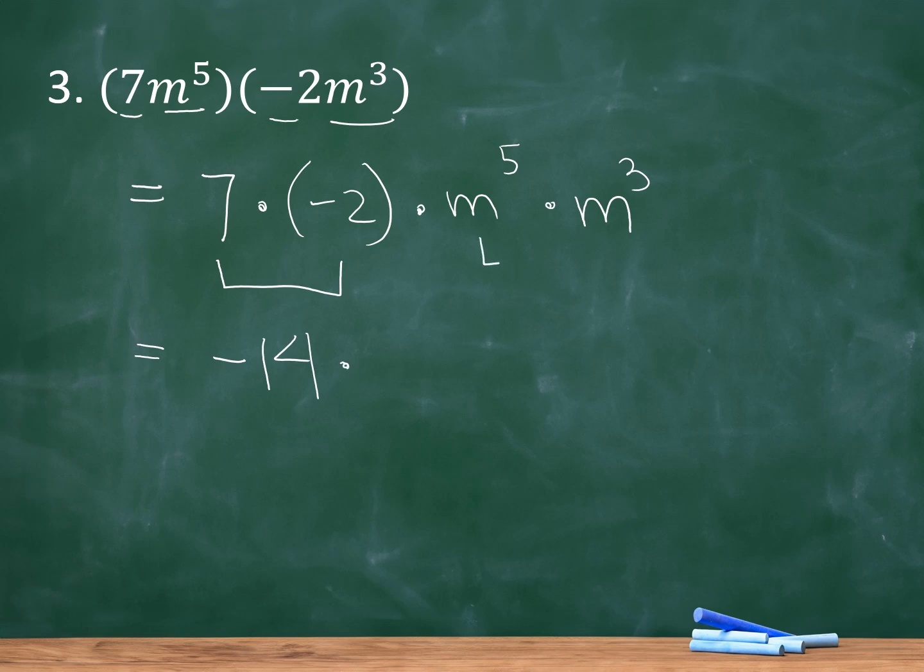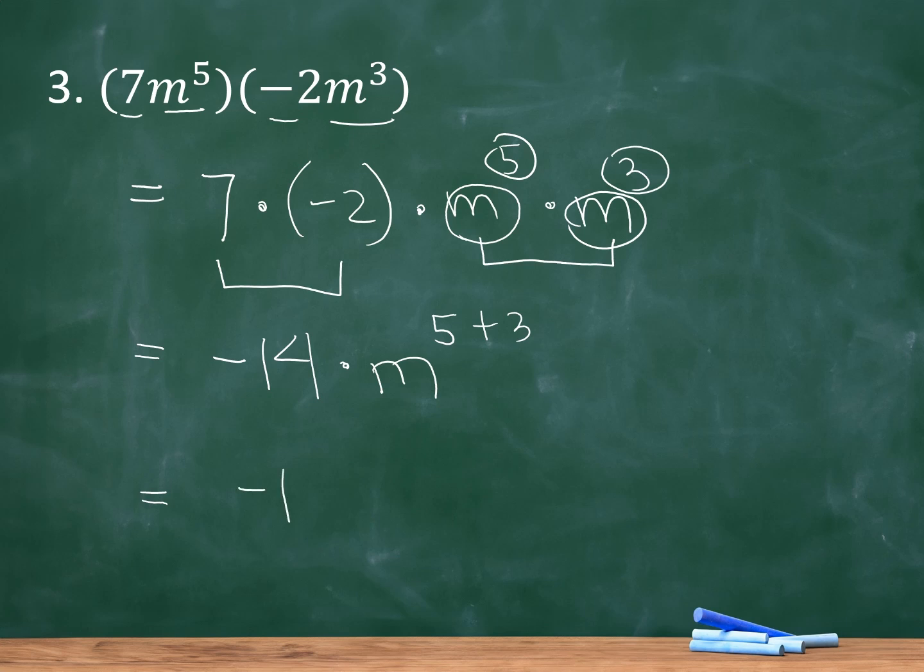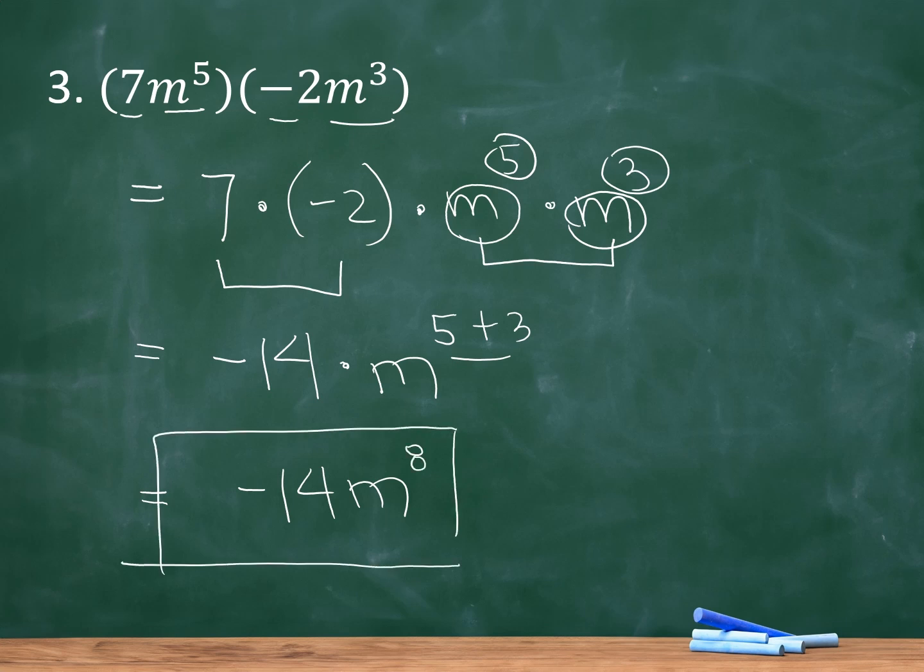Applying the product of powers rule, we have again our common base m, so we copy the common base m here and then we simply add our exponents, 5 plus 3. Let's write it here, 5 plus 3. Let's continue. We have negative 14m to the power of 5 plus 3, which is 8. This is now our final answer.